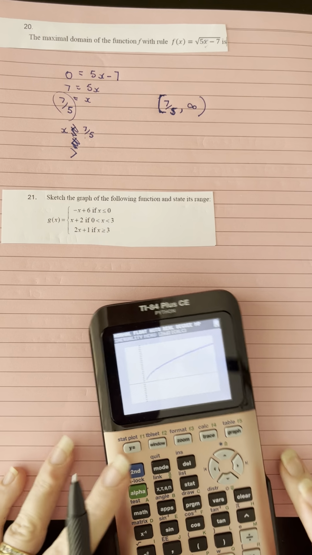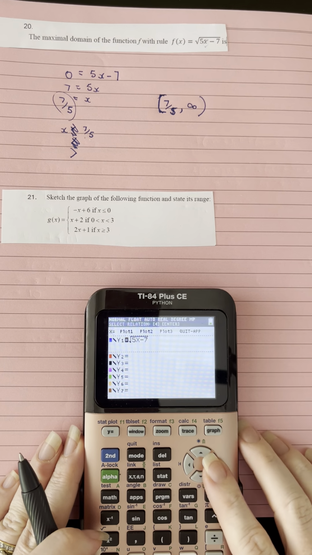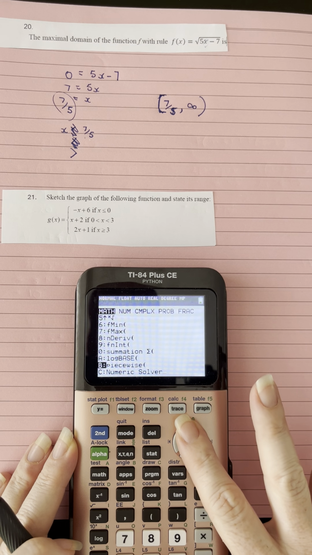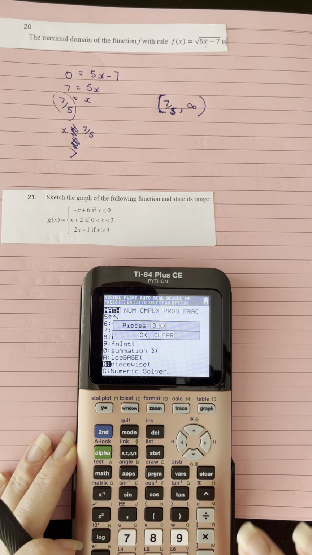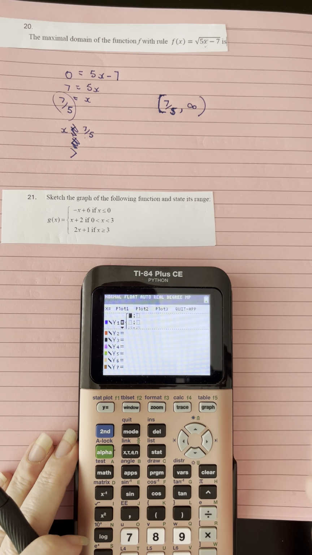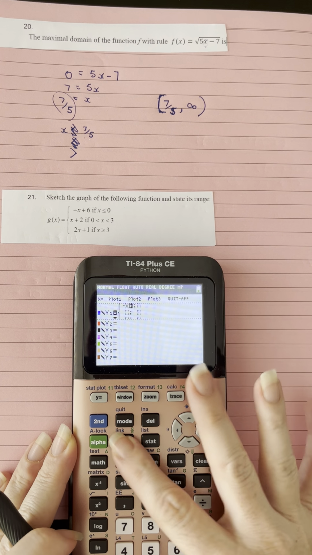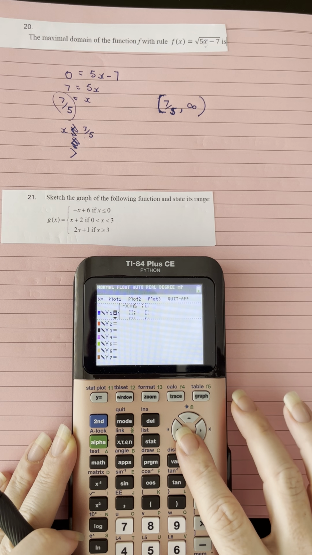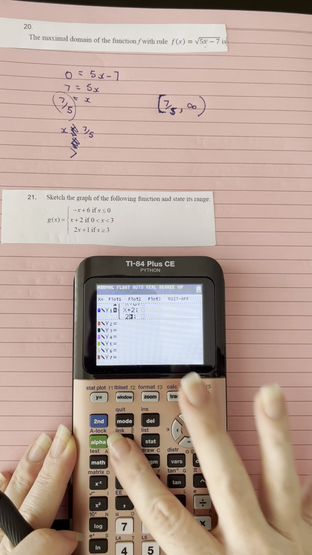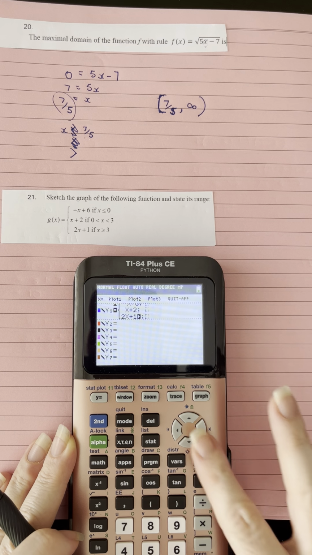The last one is a piecewise function. So when we pop that in our calculator, we can press our math button, arrow up to piecewise. We have 3 pieces, so we pop that in, and that brings that up on our screen for us. So we can now do negative x plus 6 in the first one, x plus 2 in the second one, and 2x plus 1 in the third one.